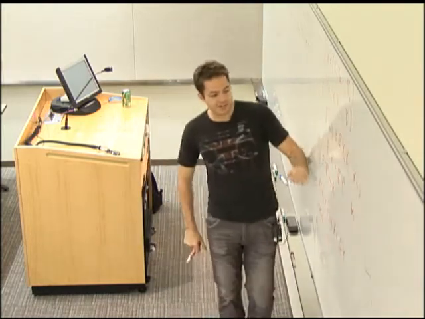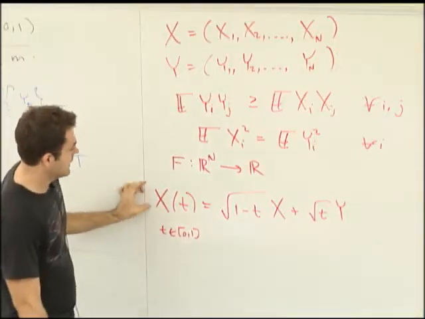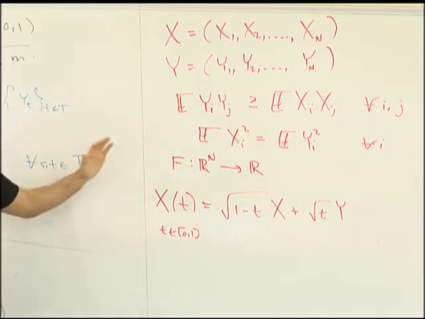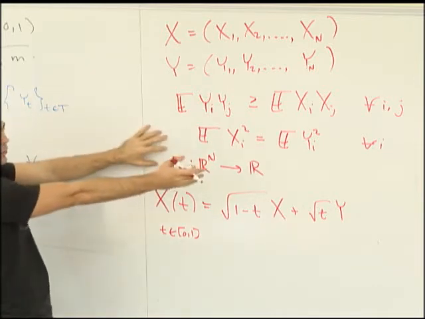So think about this process, which at time 0 is x, and at time 1 is y. And we'll move between x and y. And then we're going to try to see how some quantity we care about evolves as we move from x to y. Think about f as the quantity we care about.